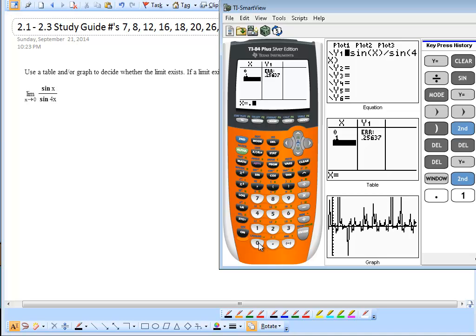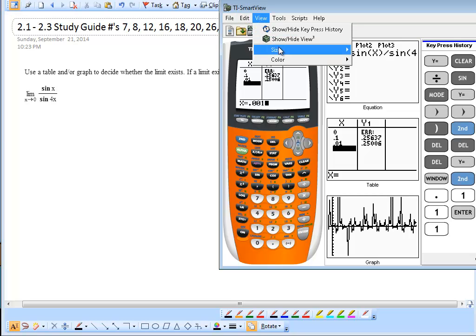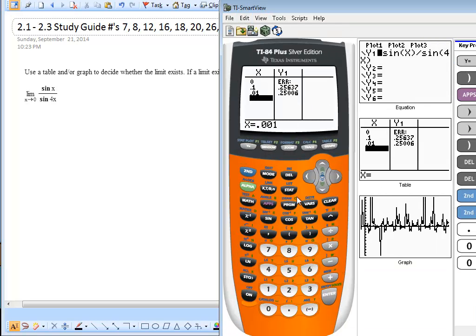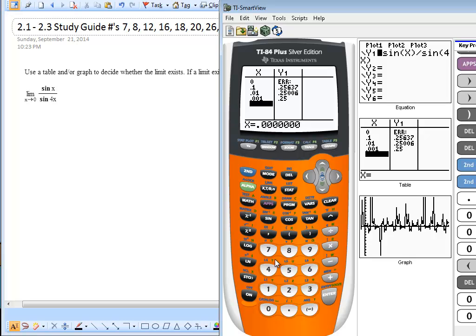All right, let's try a hundredth. That's even closer to 0. Let's try a thousandth, which is even closer to 0. Now let me get a little bigger here. If you notice, as I get closer and closer to 0, let me try a tiny number, 0.00001. If you notice, the limit approaches 0.25. It's always going to be whatever the coefficient of this x is over this one, just to convince you, okay?